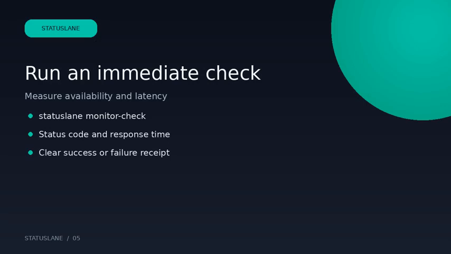Run an immediate check. Measure availability and latency. Status lane monitor check. Then use status lane to make the result visible and repeatable.